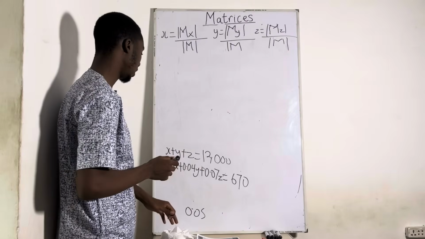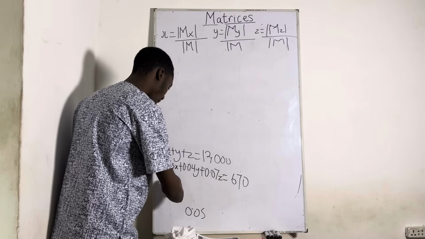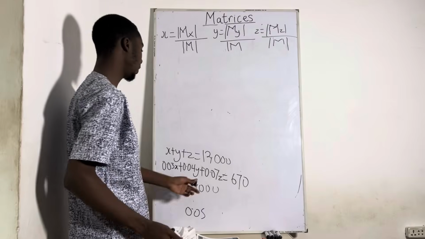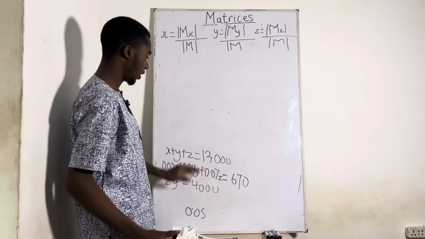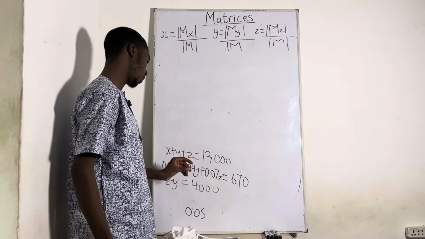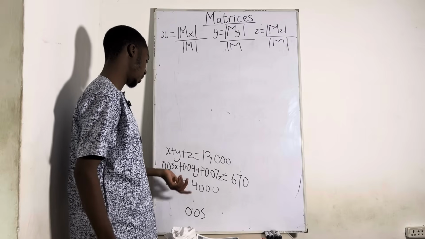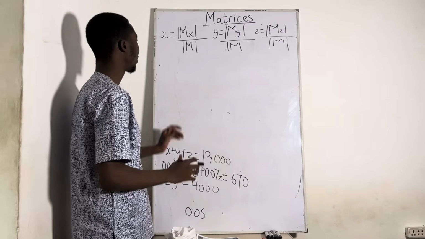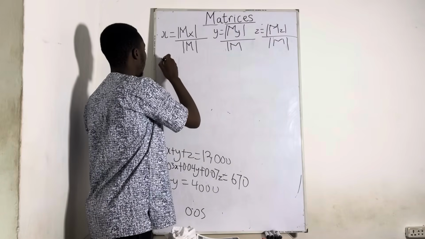Now for the last one, we said that Z minus Y is equal to 4,000. So these were the three equations we got. X plus Y plus Z is equal to 12,000. 0.03X plus 0.04Y plus 0.07Z is equal to 670. Then Z minus Y is equal to 4,000. Now to find the matrix of X is going to be, so our matrix of X.